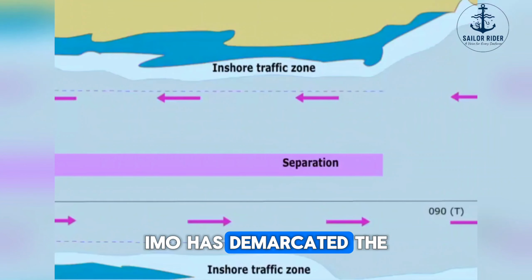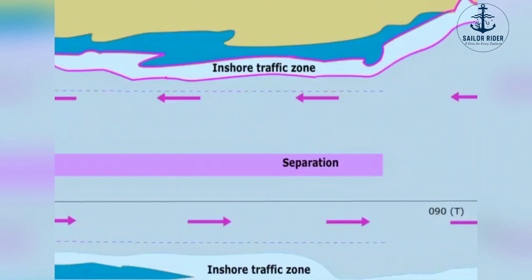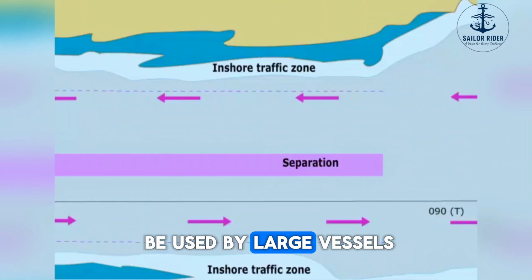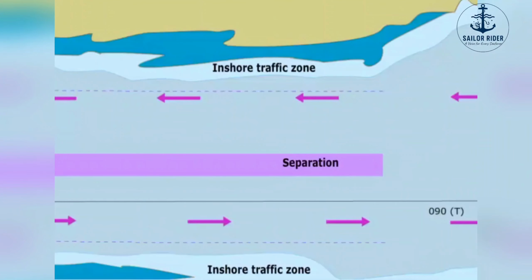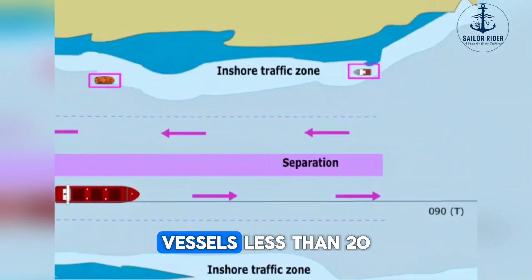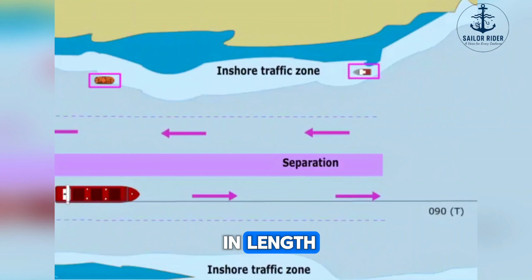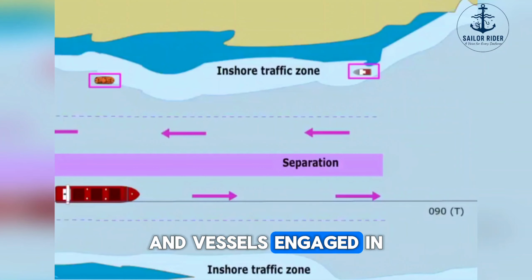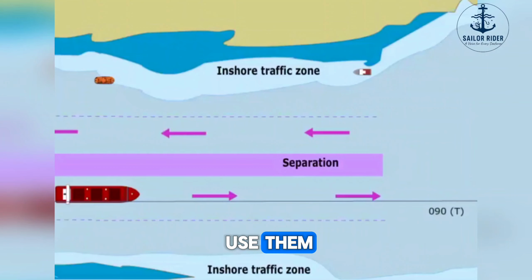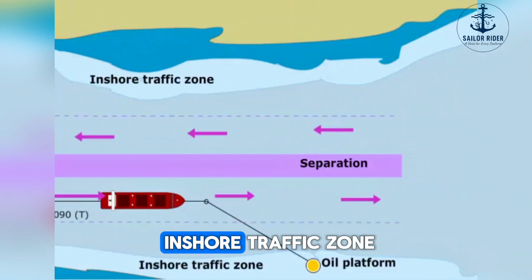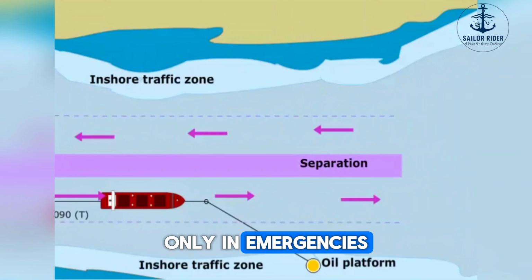IMO has demarcated the inshore traffic zones. These are not to be used by large vessels. Only vessels less than 20 meters, or 65.62 feet in length, sailing vessels, and vessels engaged in fishing are allowed to use them. Ships may use the inshore traffic zone only in emergencies.